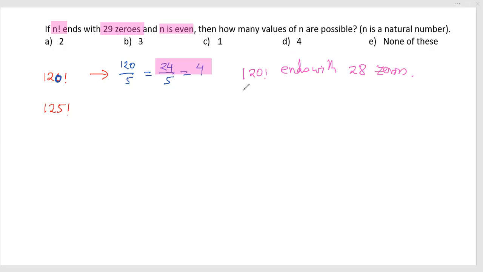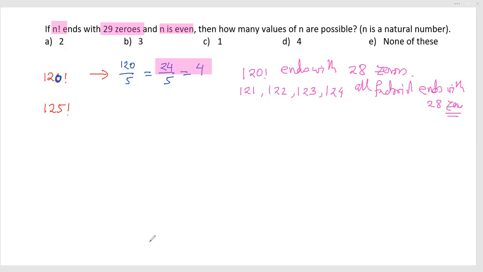Now 121, 122, 123 and 124 factorial all end with 28 zeros. That remains the same.